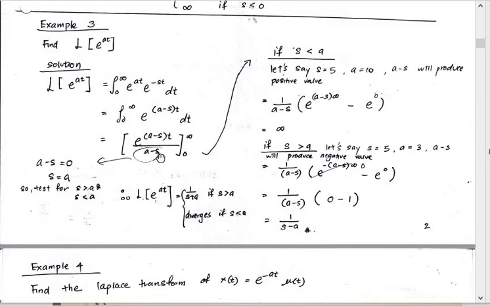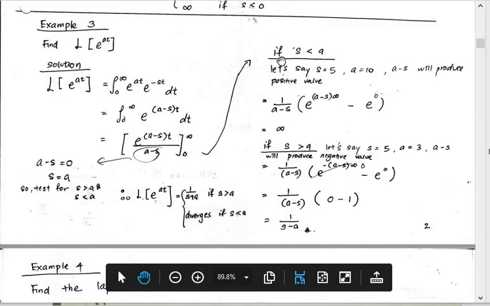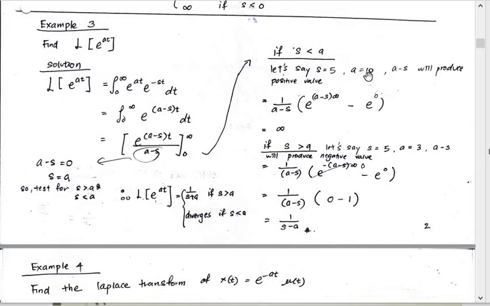Again, we need to test for the s, right? So a minus s equals 0, s should be equal to a. So we test for s more than a and s less than a. Now, if s is less than a, let's say s is 5, a is 10. So a minus s should get the positive value. So exponent positive (a minus s) infinity minus 1, so you get infinity.